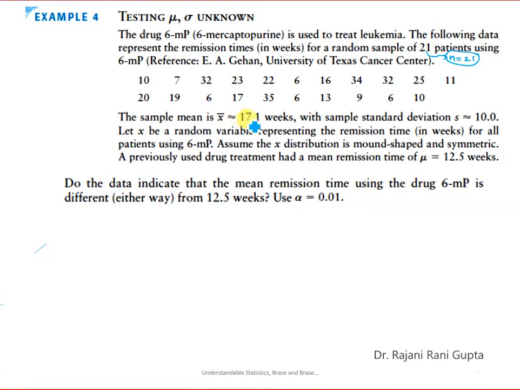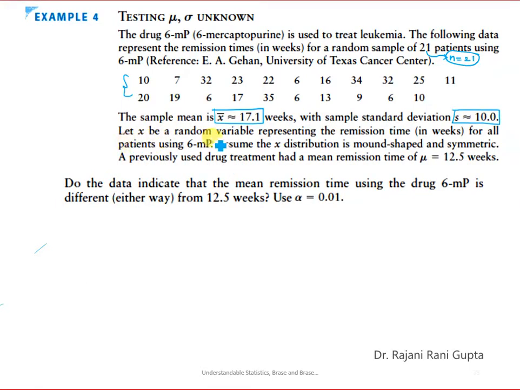The sample mean is 17.1 weeks with the sample standard deviation approximately equal to 10. Now suppose this is not given to you. As you have the data, it is possible for you to calculate these two values, sample mean and sample standard deviation, by using the formulas for mean and standard deviation. Okay. Here it's already given, so you don't have to work for it.